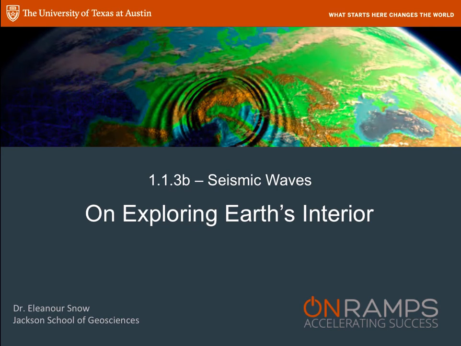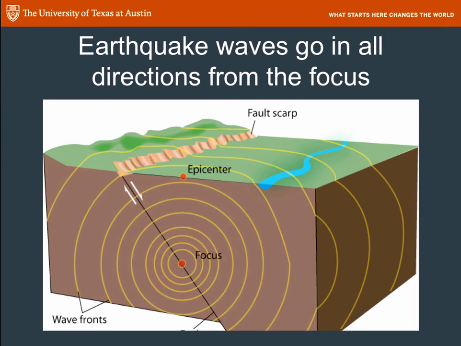Following up on our activity with seismic waves, we're going to talk about how seismic waves are used to explore Earth's interior. Just as a reminder, to get us all on the same page with terminology, an earthquake happens somewhere below the surface, and the place that the earthquake happens is called the focus. Just above it on the Earth's surface is the epicenter. Waves, of course, emanate from the focus, and they move in all directions.